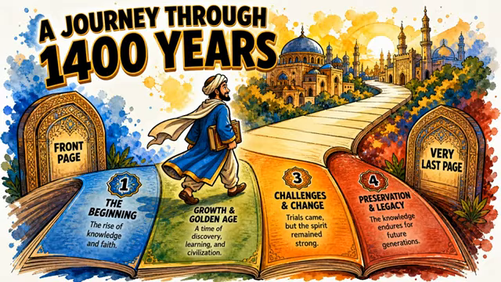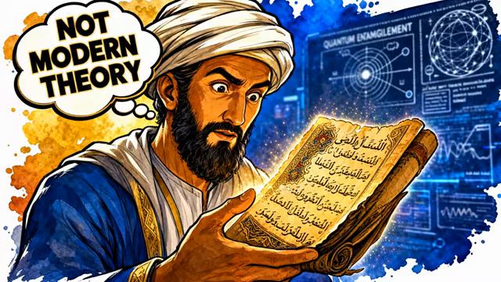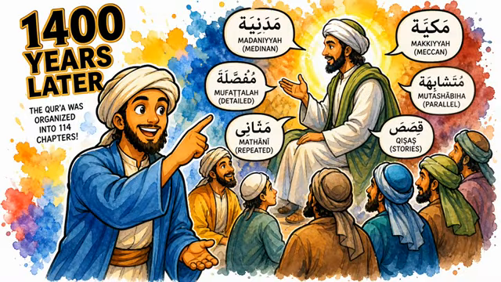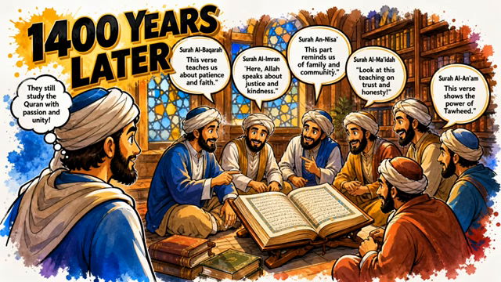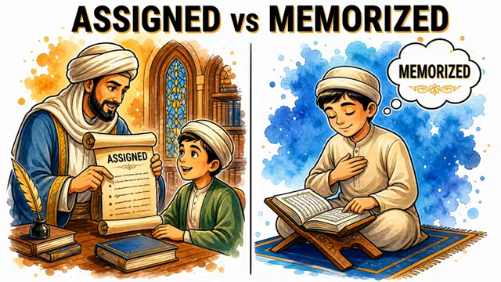This is not a modern theory, and it is not a diagram somebody invented to make the book look organized. These names come out of the earliest generations. They appear in the words of the Prophet, peace and blessings be upon him, himself. They are how the companions talked about the Quran. They are how it was taught, assigned, and memorized for centuries before anyone printed a page number.